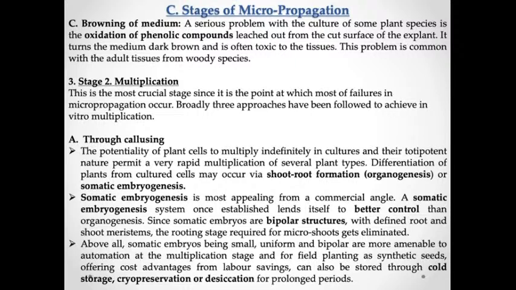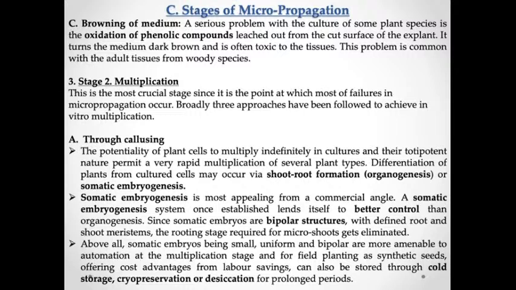The potentiality of plant cells to multiply indefinitely in cultures, and their totipotent nature, permits a very rapid multiplication of several plant types. Differentiation of plants from cultured cells may occur via shoot and root formation or somatic embryogenesis. So differentiation of a plant could be done by organogenesis or by somatic embryogenesis.